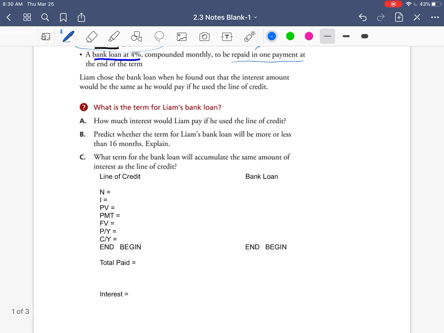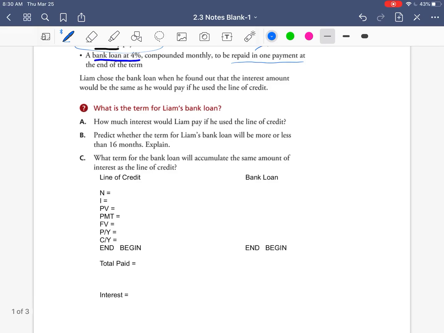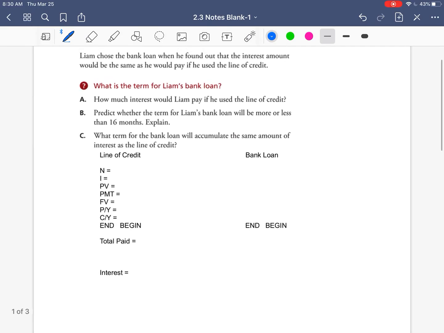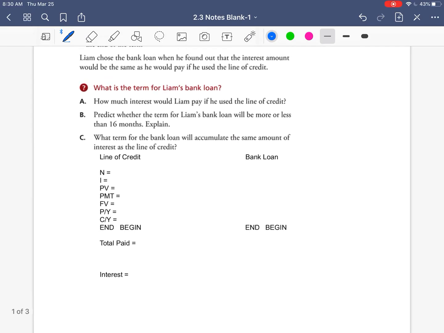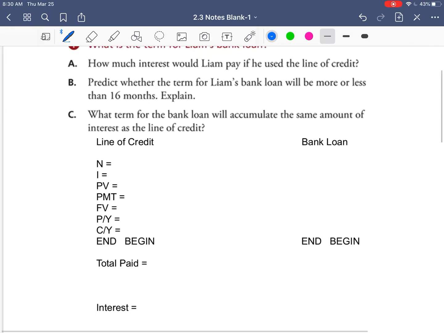All right, so Liam chose the bank loan when he found out that the interest amount would be the same as he would pay if he used the line of credit. So what is the term for Liam's bank loan? So how much interest would Liam pay if he used the line of credit? Because that's kind of our big thing, is the amount of interest is going to be equal between the two.